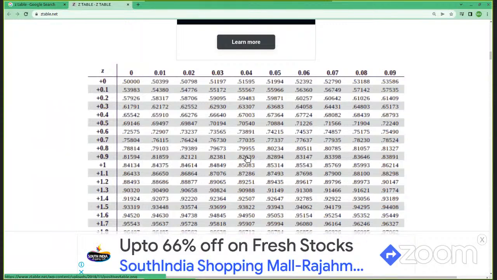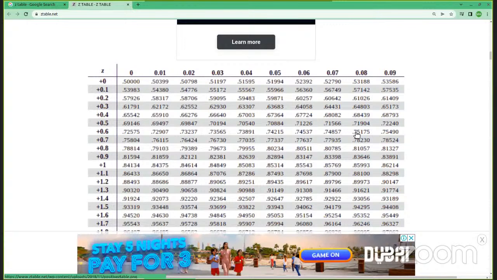So in order to find Fz inverse, you look at the value inside Fz inverse. Suppose it is something like 0.75. You just have to go to 0.75 in your table. So where will this 0.75 come? 0.68. So Fz inverse of 0.75 is 0.68. Yes.